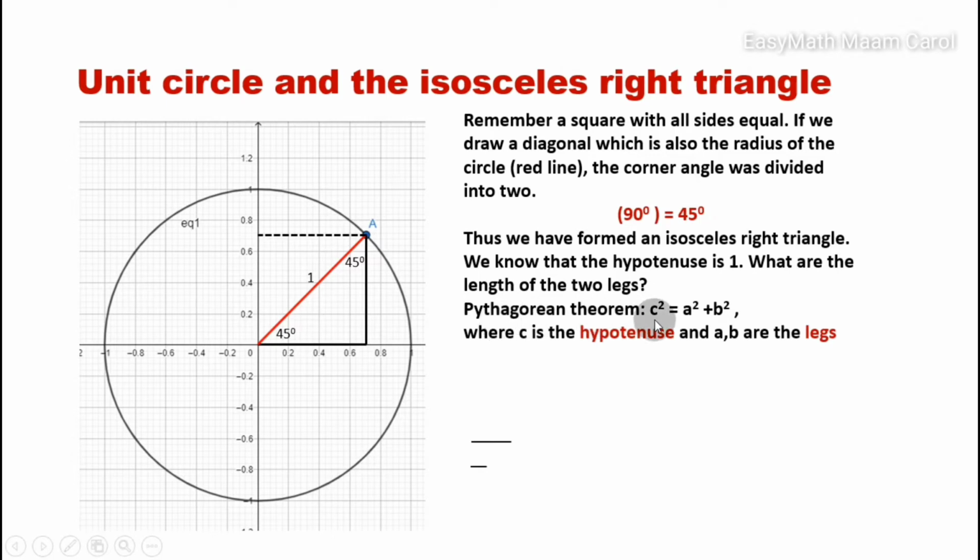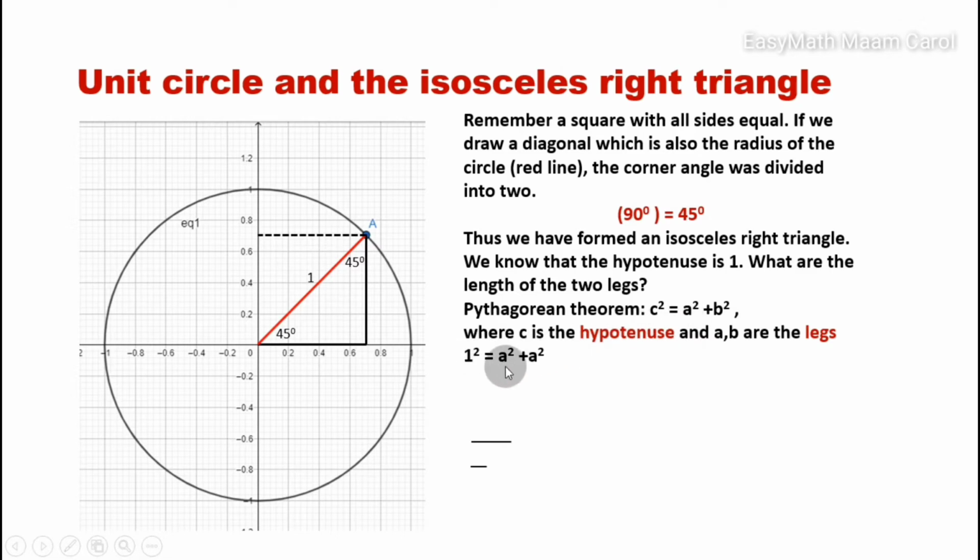So using the Pythagorean theorem that says c squared is equal to a squared plus b squared, where c is the hypotenuse and sides a, b are the legs, we can substitute the information that we have from here to the Pythagorean theorem. So what happened? Bakit ako nagkaroon ng ganito? The c squared, which is the hypotenuse, and we know for a fact that the hypotenuse is equal to 1, naging 1 squared na siya.